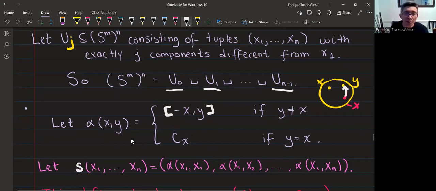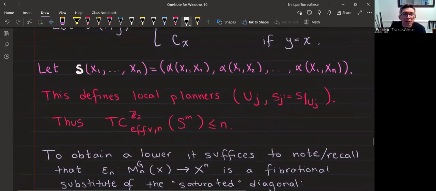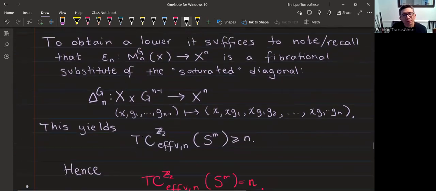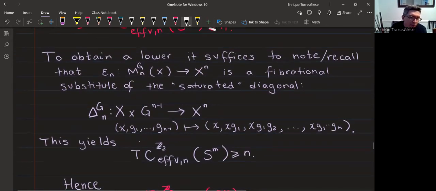That's where we have stability. And that is therefore telling us that we can show this inequality. So we have sections, we have at least n of them. Therefore, the effective TC is going to be less than or equal to n. Okay. Now, the lower bound can be computed using zero divisors.